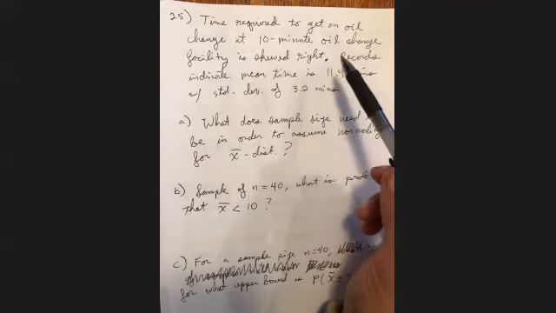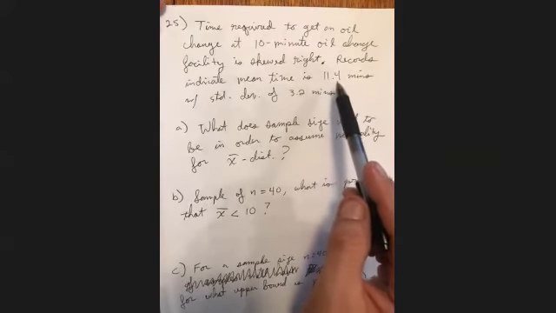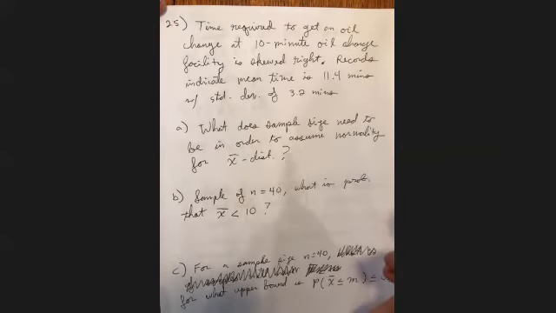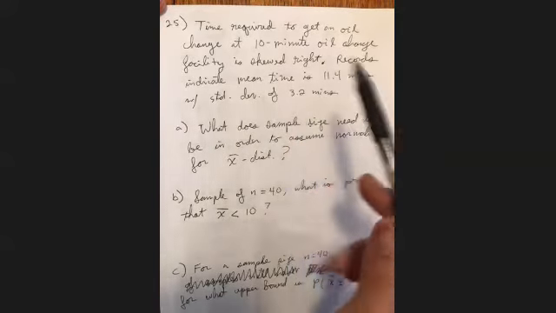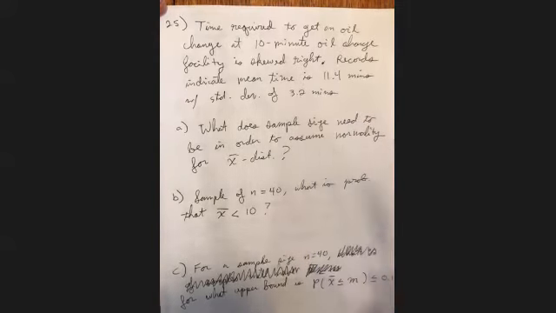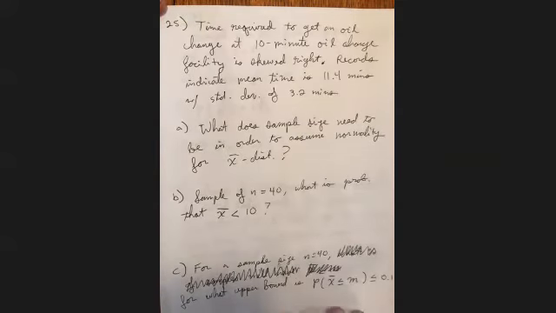They tell us that the records indicate that the mean time for oil changes is 11.4 minutes with a standard deviation of 3.2 minutes. So records indicate that this is the mean and standard deviation, which correspond to a population mean and a population standard deviation. Everything here has told us that the population is not normally distributed, and it has a population mean of 11.4 and a population standard deviation of 3.2.